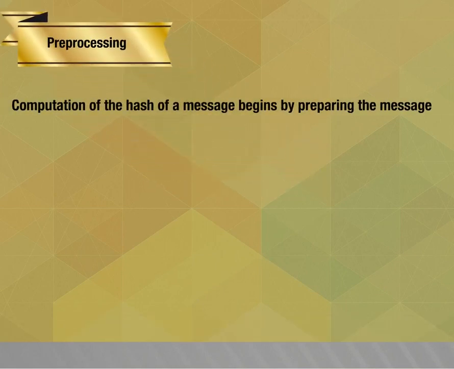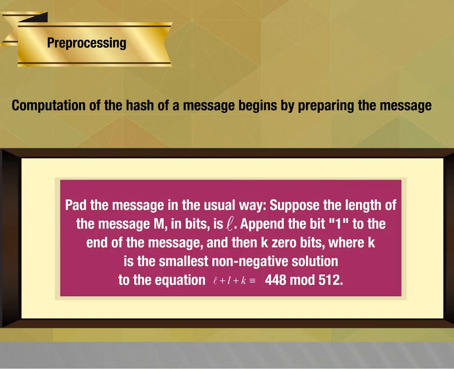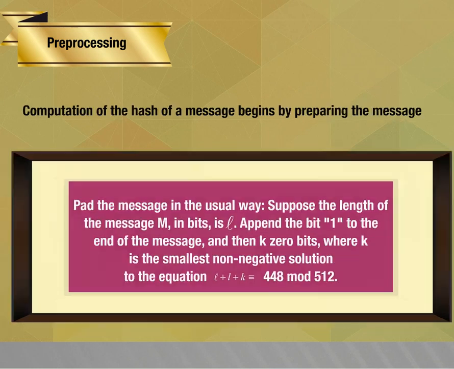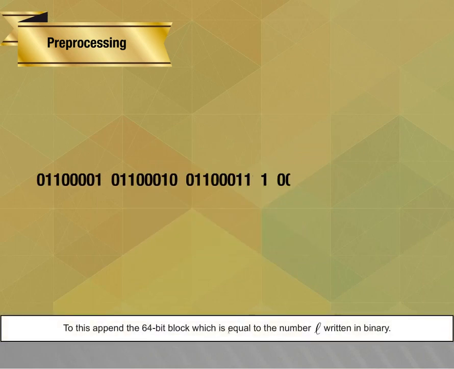Computation of the hash of a message begins by preparing the message. Pad the message in the usual way. Suppose the length of the message m in bits is L. Append the bit 1 to the end of the message and then k 0 bits, where k is the smallest non-negative solution to the equation L + 1 + k = 448 mod 512. To this, append the 64-bit block which is equal to the number L written in binary.